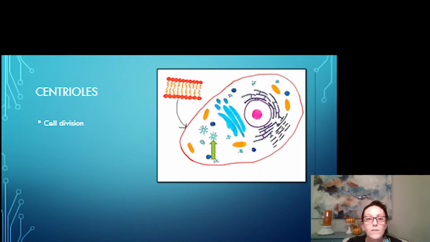And lastly, we have the centrioles. They are paired organelles organized in a perpendicular fashion. They contain microtubules, and the microtubules are proteins that function during cell division. They are star-shaped as shown in the picture.